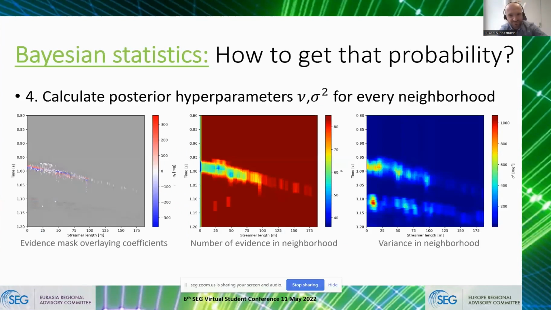Now we want to make this probability distribution better, and we're doing this by calculating something called the posterior hyperparameters. That's the parameters of this t distribution. And for that, we start with the coefficients on the left, and we first exclude everything that might be a spike. We're suspicious of it. We exclude it from our evidence, and then we compute those hyperparameters for every neighborhood. As you can see on the right, the number of evidence in a neighborhood and the variance of that neighborhood.